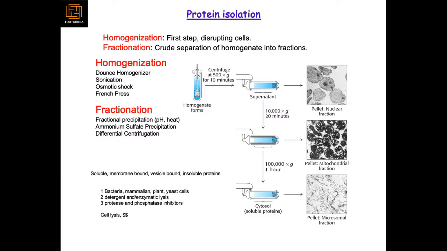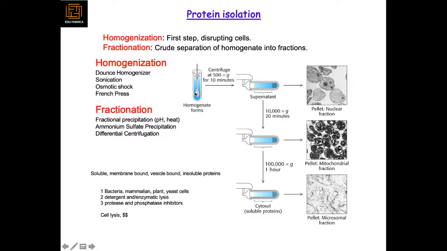Then protein isolation: how you isolate these enzymes and proteins. The first step is to disrupt the cells, and then separate the homogenate into fractions. For homogenization you can use Dounce homogenizers, sonication, osmotic shock, or French press. For fractionation, you go for ammonium sulfate precipitation or differential centrifugation.